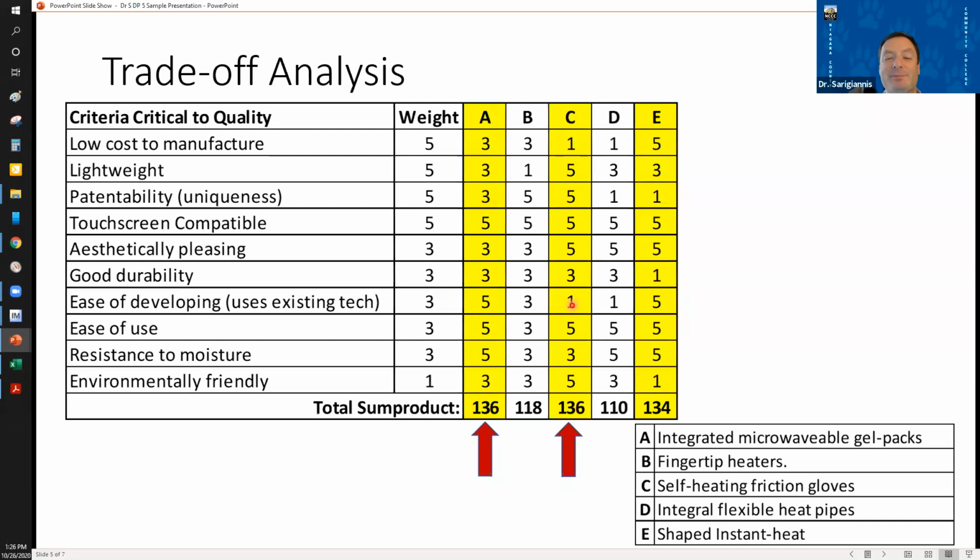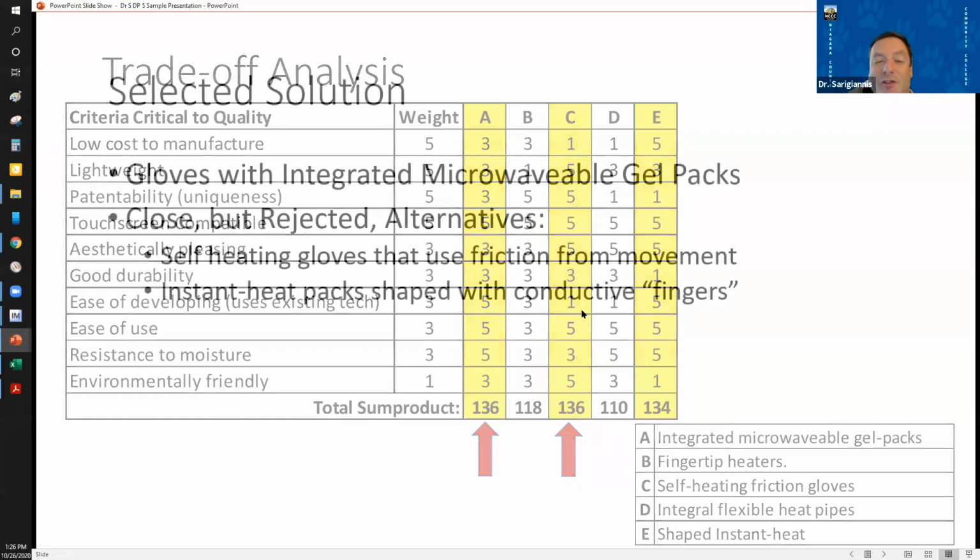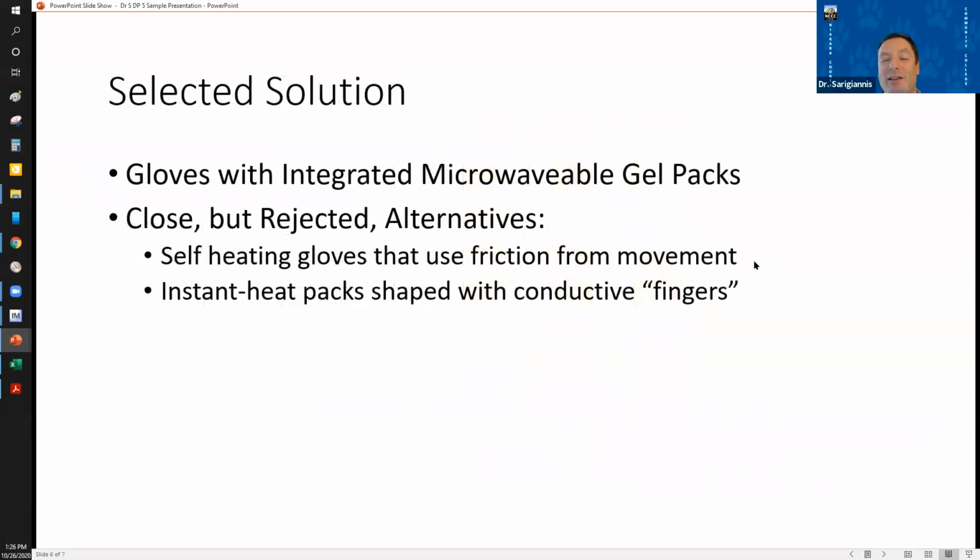Ease of developing: does this use existing technology? Well, not really. I don't really know anything offhand that's a self-heating friction material. What would I use besides cotton or polyester? I have to really look into that. I think that would take some time to develop, so that's one reason I rejected this one. I think the idea is interesting, but it's going to take too much time to come up with something, and it's high risk for failure.